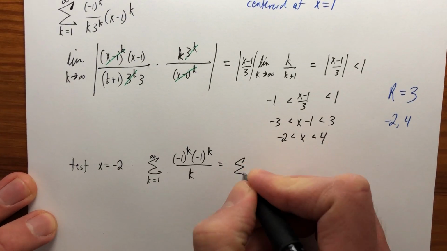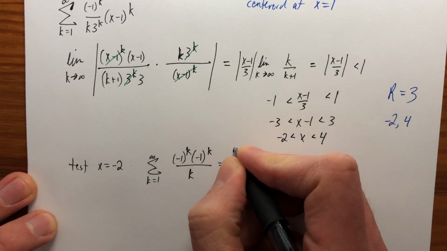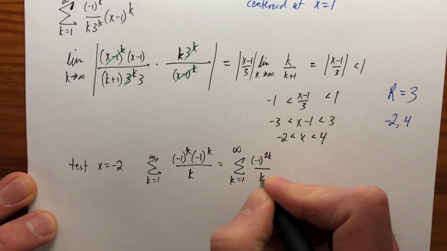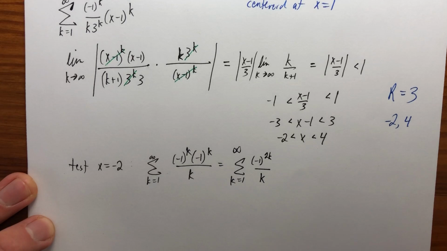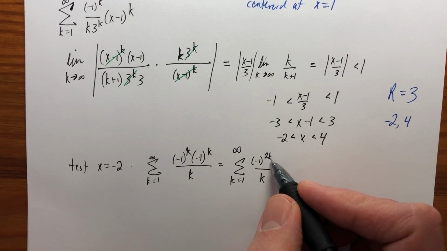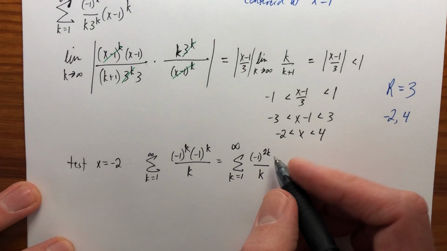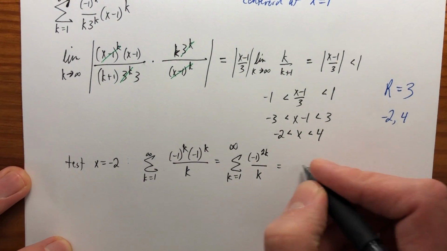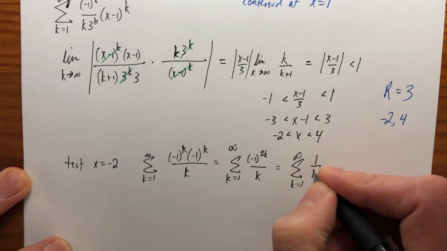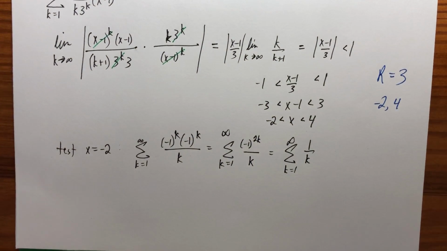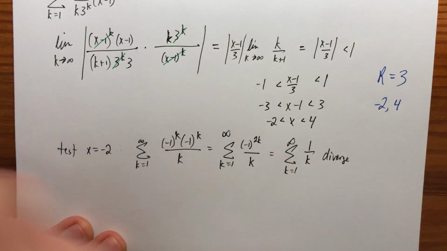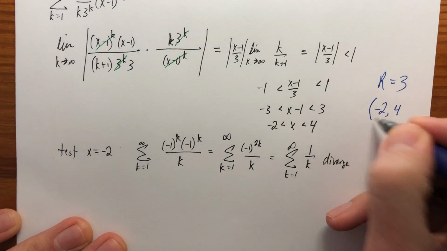So what we really have is -1 to the 2k. Well, 2k is always an even number, right? For any integer you plug in for k, this is going to be even. We raise a negative to an even power, and we get a positive. So what we really have is +1 over k, and this diverges. This is harmonic, so this is going to diverge.